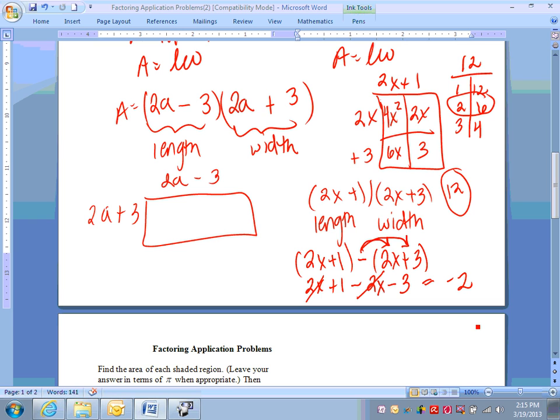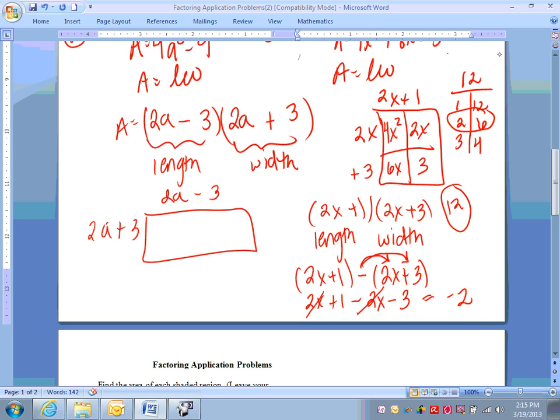So this tells me that whenever we subtract, it gives us a difference of negative 2. But really, the difference between lengths is never really negative. That just tells me that the length is smaller than the width. So the difference is actually going to be positive 2. The difference between the width and the length is 2. We don't have to worry about the negative.